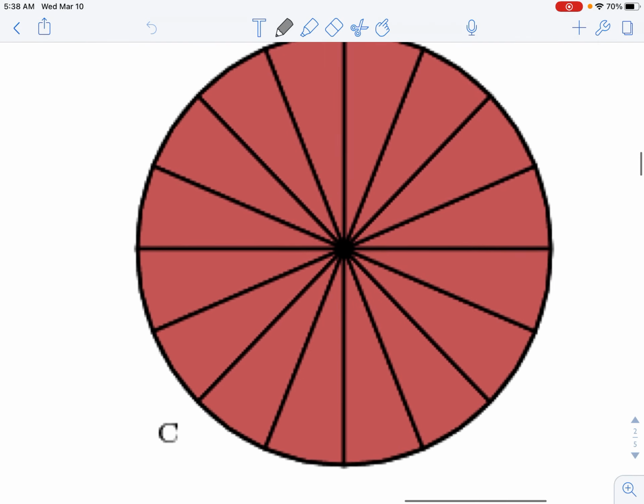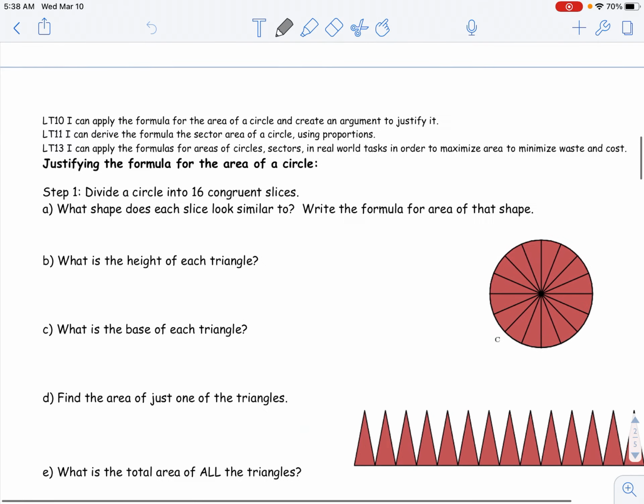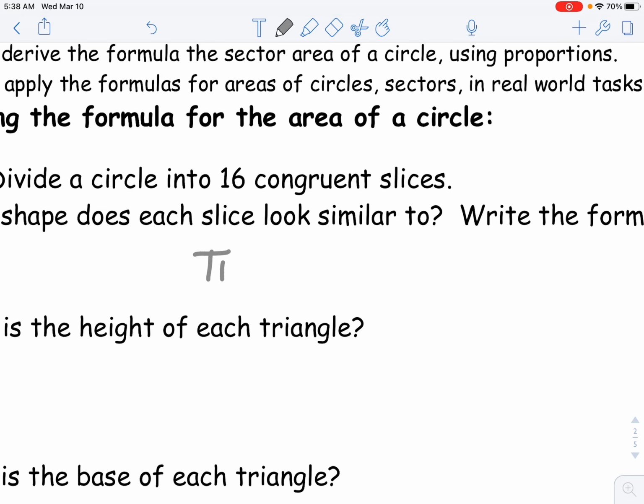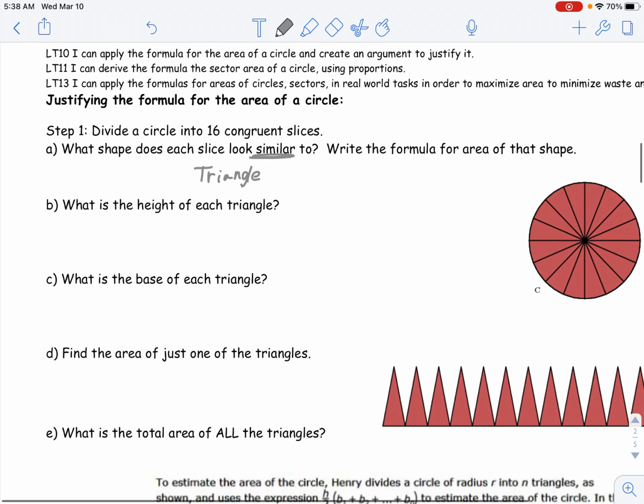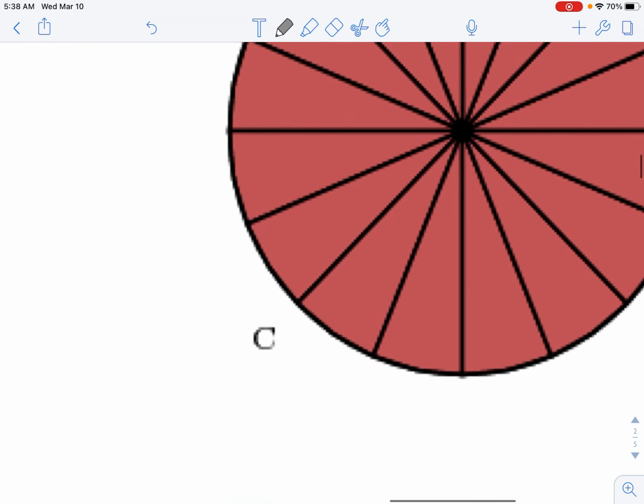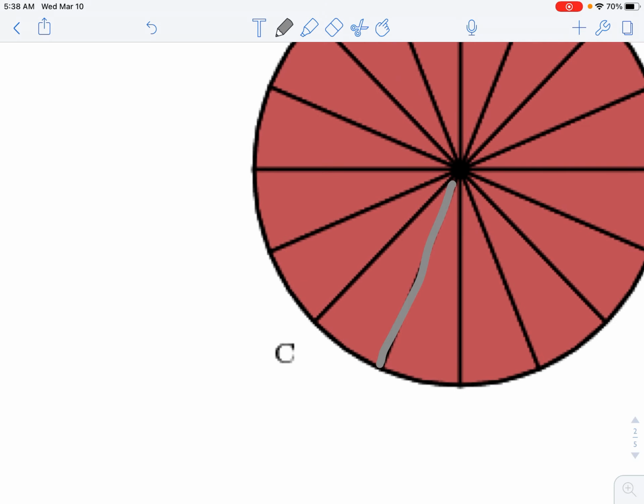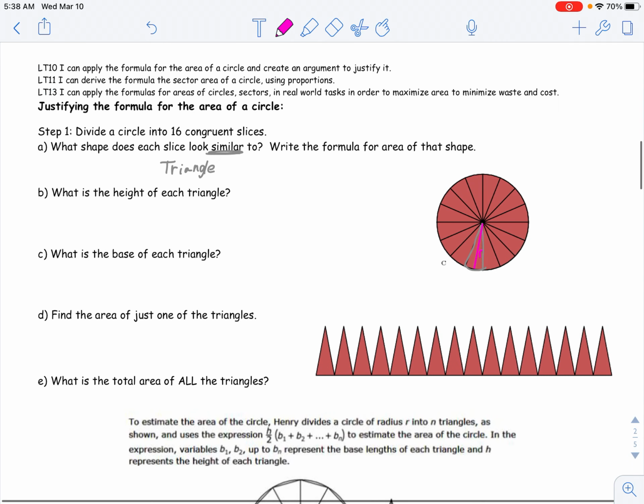What does each shape look similar to? Well, we're not going to say pizza slice, we're going to say it's similar to a triangle. It's not exactly a triangle, that's why we said similar. And what's the height of each shape? If we focus on this pizza slice right here, the height would be this right here, which is just the radius. We'll write it down: radius, R in parentheses.